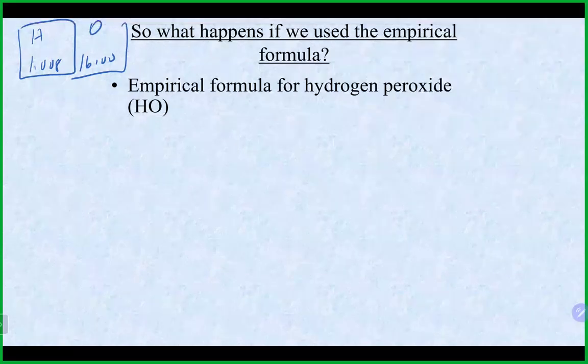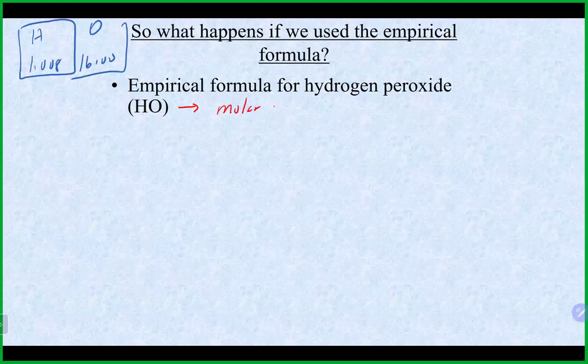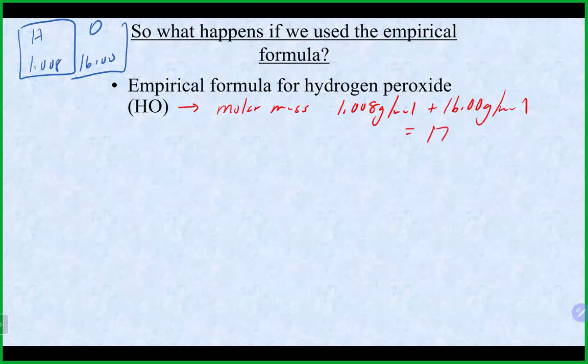Okay, so let's take a look. So in this case, we're looking at the empirical formula, and we'll get the molar mass of it like we did the other. And that will give us, in this case, only one hydrogen at 1.008 and one oxygen at 16 grams per mole. And that's going to get us 17.01 grams per mole. Now that we have the molar mass of the entire compound, we can find our percentages of each of these elements.